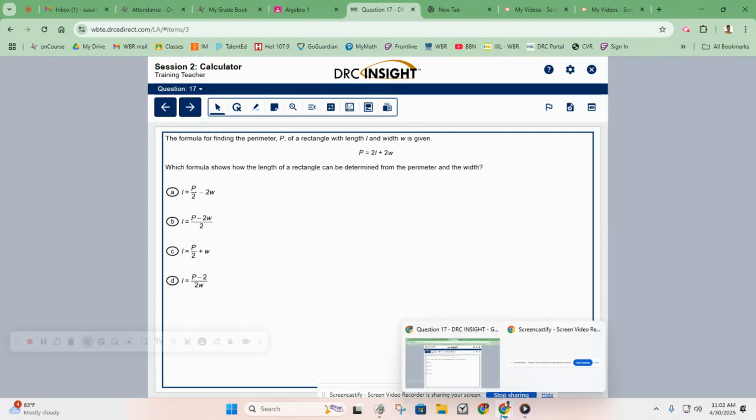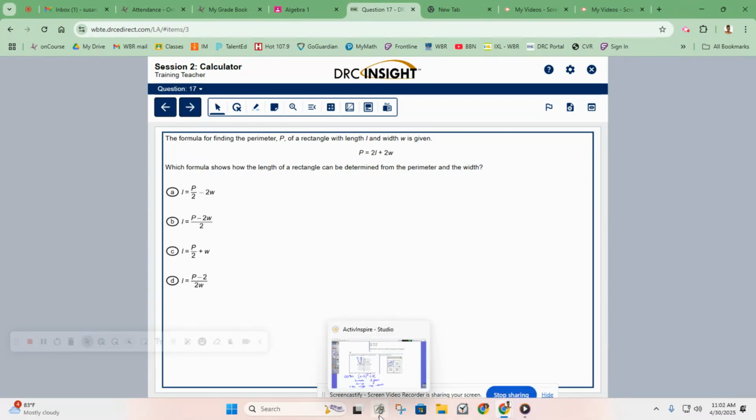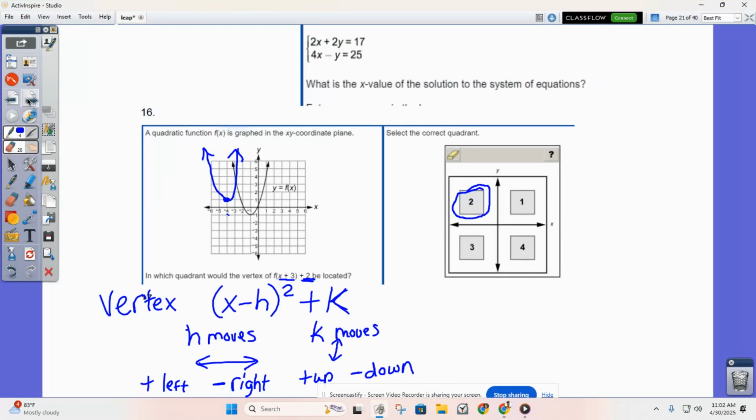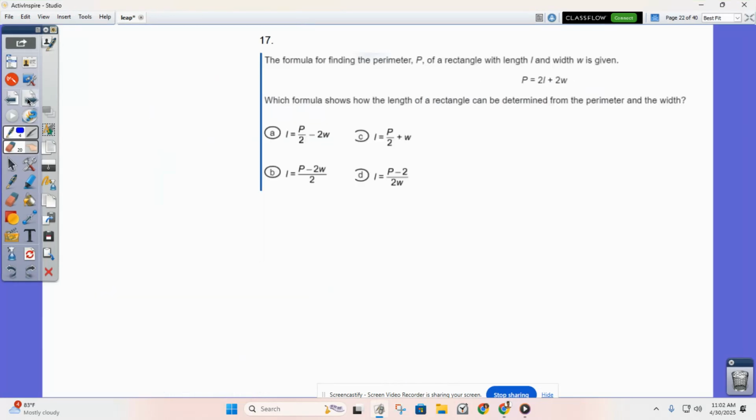Again, 17, we don't need the graphing calculator because it's something we have to work out and write. 17, I know we've done this one many times. Number 17 says, here's the formula for the perimeter. Which formula shows how to find the length, so we're solving for L if we know the perimeter and width. So start by just writing your formula down.